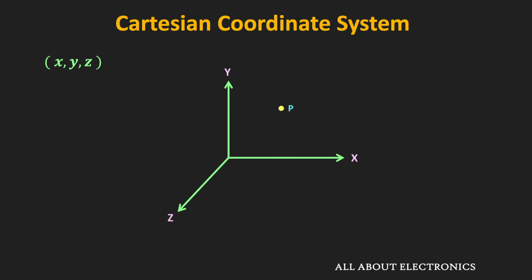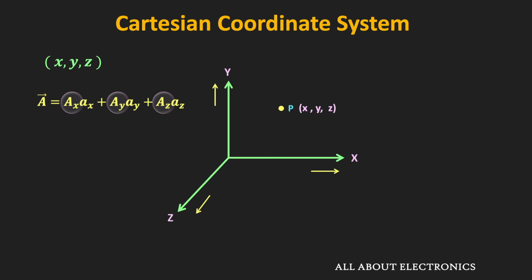coordinate system. In the Cartesian coordinate system, if we have some point P in 3D space, it can be defined by its three coordinates x, y and z, where x, y and z represent the distance of this point P from the origin in the respective direction. Similarly, we have also seen how to represent any vector in the Cartesian coordinate. Here, ax, ay and az are the unit vectors in the direction of x, y and z. Likewise, the capital Ax, Ay and Az are the components of the vector in the x, y and z direction respectively.